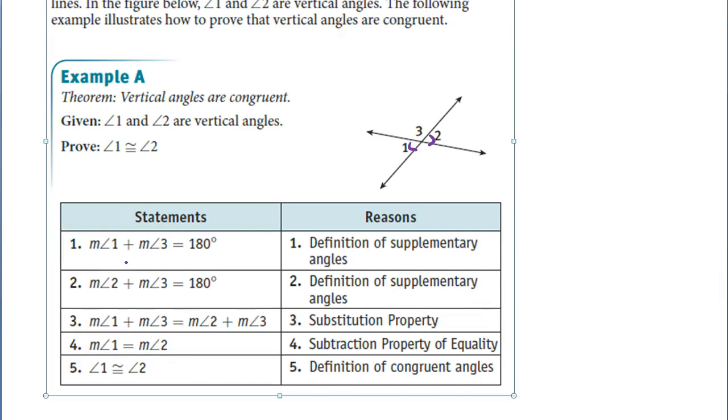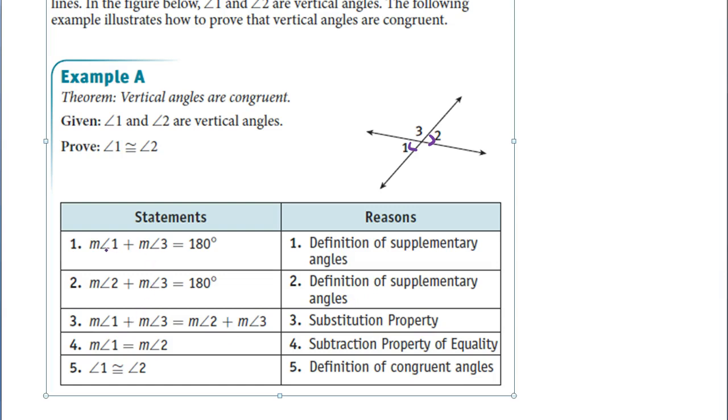The first statement of this proof is to use this drawing and the observation that angle 1 and angle 3 create that straight line. And so we can say the measure of angle 1 plus the measure of angle 3 is equal to 180 degrees. The reason for that is the definition of supplementary angles. Notice that angle 3 and angle 2 lie along that straight line. So those two add up to equal 180. Again, the definition of supplementary angles.